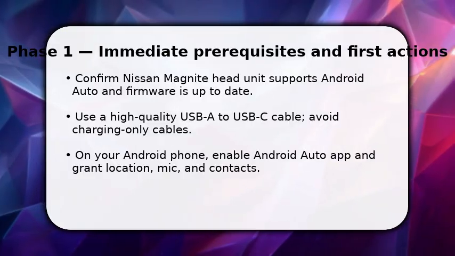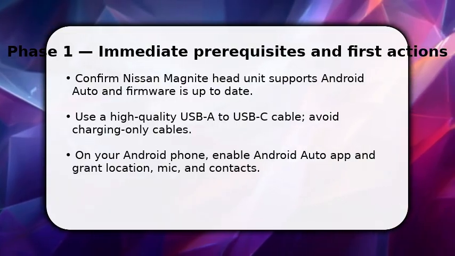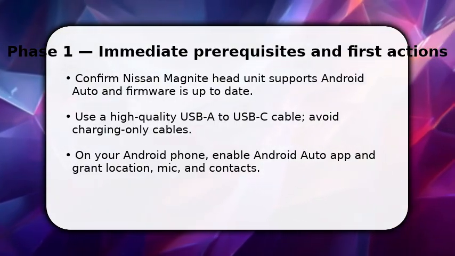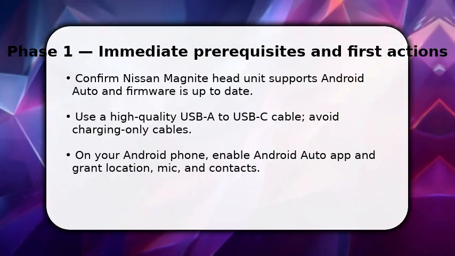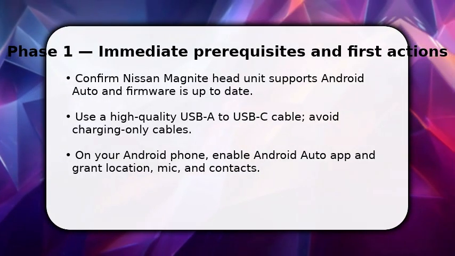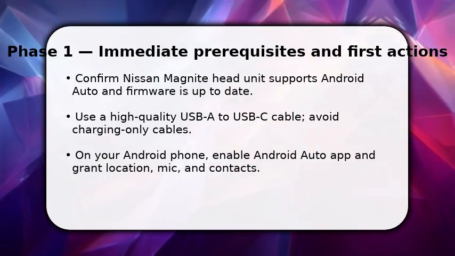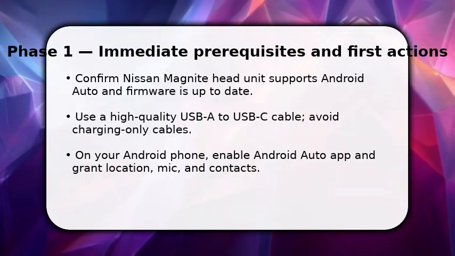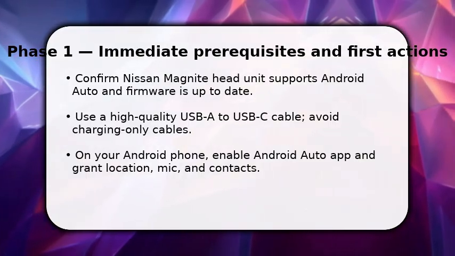You begin by preparing both devices, the Magnite and your Android phone. Once done, plug the high-quality USB cable into the car's USB port and your phone, then unlock the phone. This lets Android Auto initialize. Make sure the car is in accessory or on mode so the head unit powers up.